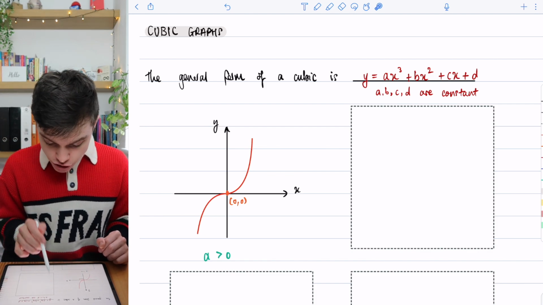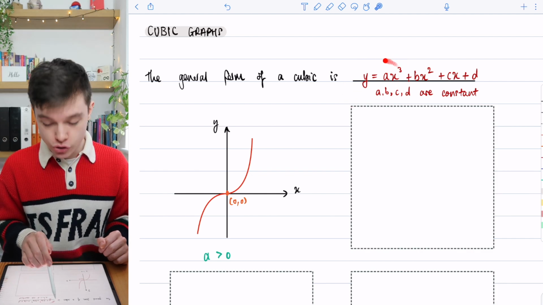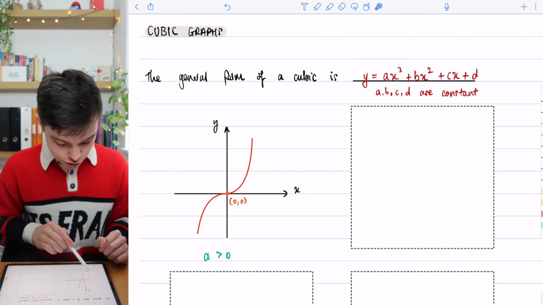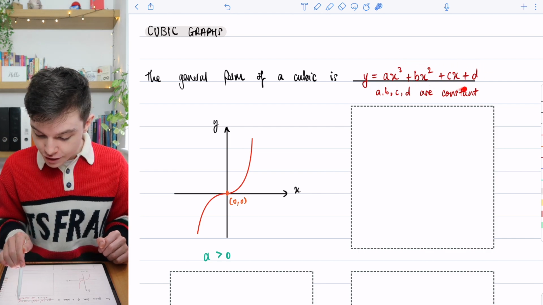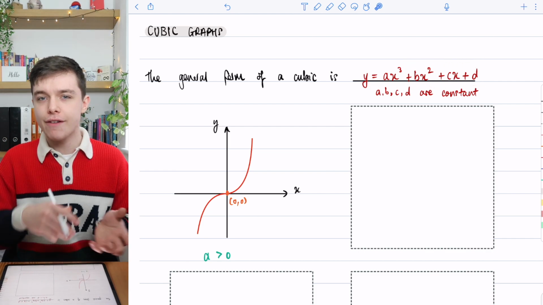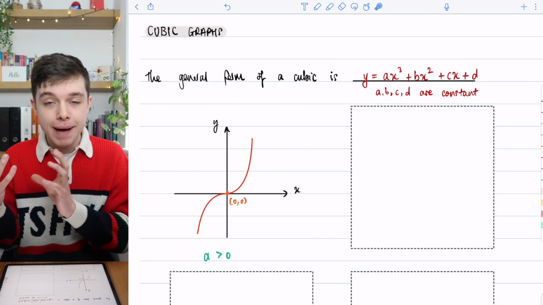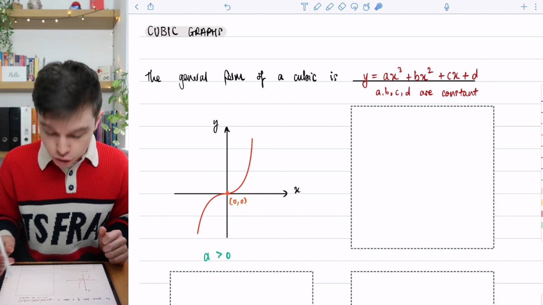But like I just said, that would just be some multiple of x cubed. Y is equal to some multiple of x cubed there. What happens if we have these 3 extra terms? So we have a squared term, an x term, and a constant on the end as well, just plus d.